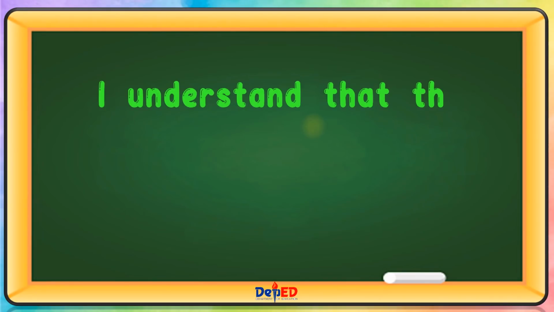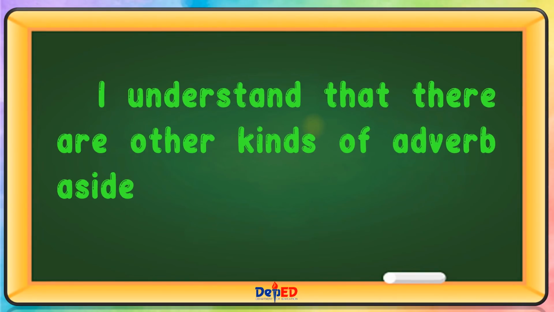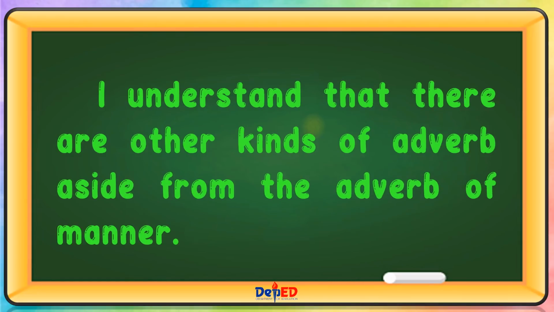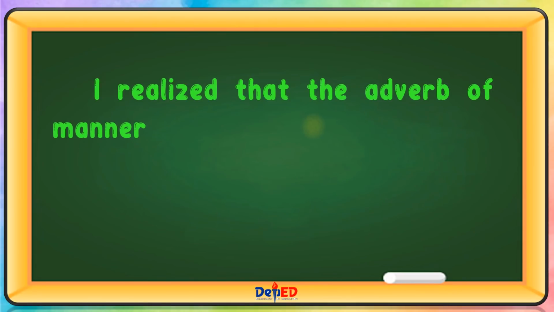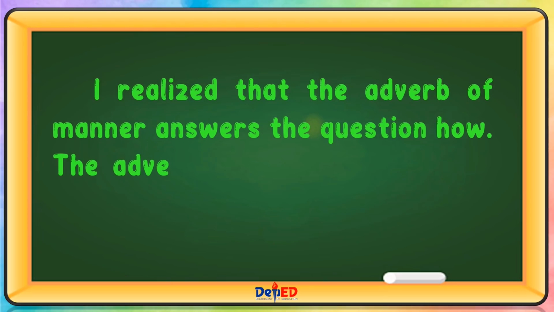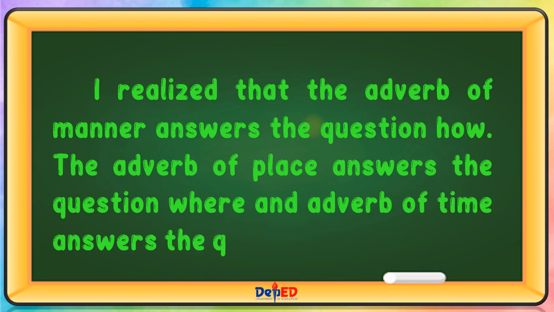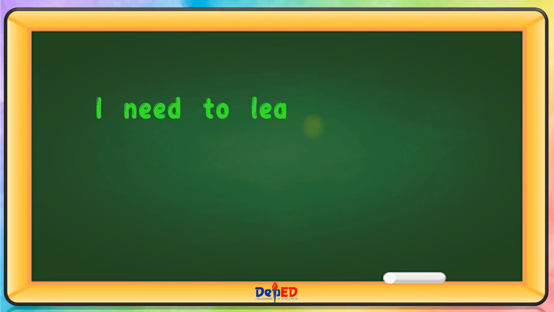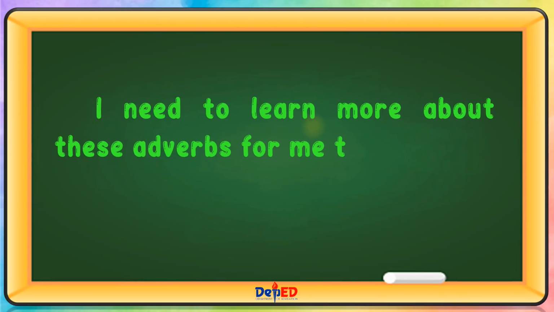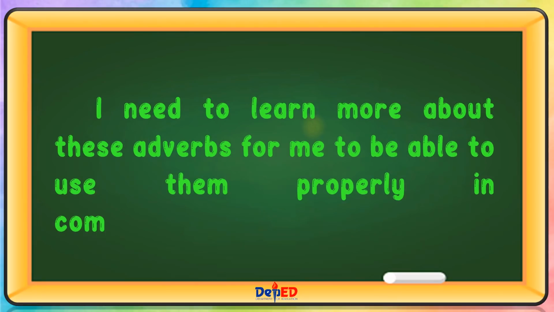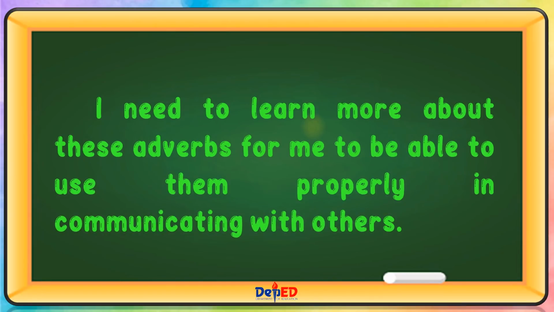I understand that there are other kinds of adverb aside from the adverb of manner. I realized that the adverb of manner answers the question how. The adverb of place answers the question where, and the adverb of time answers the question when. I need to learn more about these adverbs for me to be able to use them properly in communicating with others.